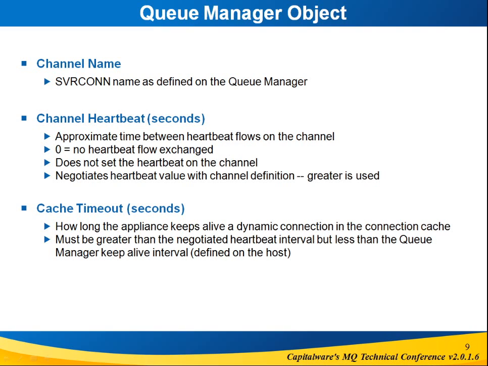Next we have the cache timeout interval. How long will the DataPower box keep alive a dynamic connection in the connection cache? It must be greater than the negotiated heartbeat interval, but less than the queue manager keep alive interval that's defined on the host.